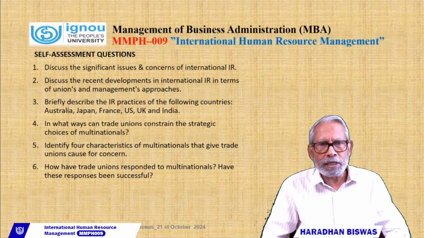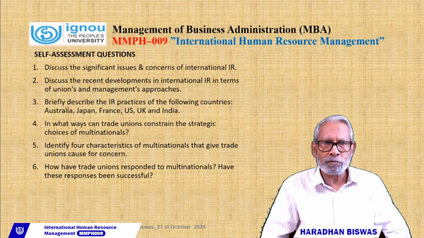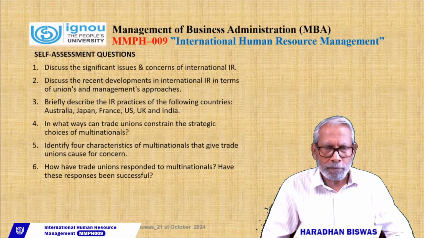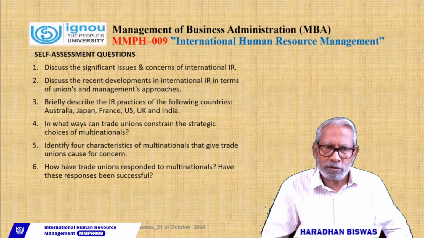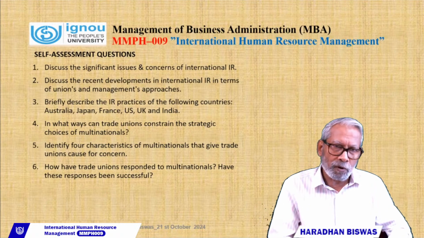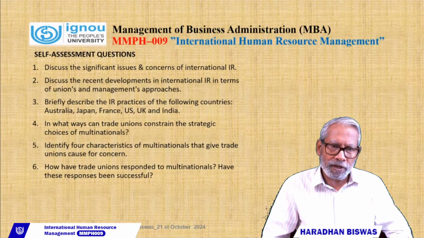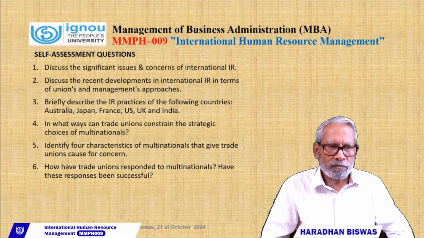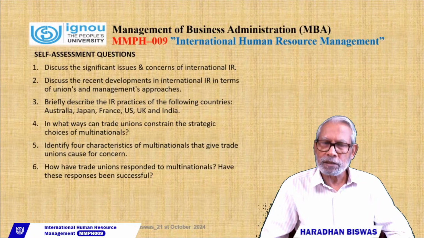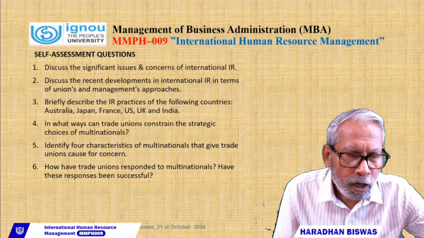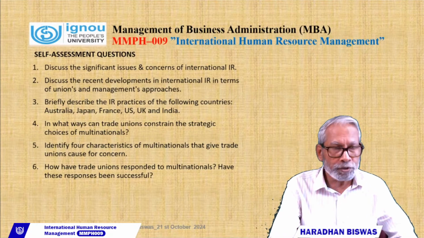In what way can trade unions constrain the strategic choices of multinational companies? Suppose for a multinational company, they have a lot of options in their strategic choices, and in what way do the trade unions constrain them? So you have to explain that from different angles. Identify the four characteristics. Then how have trade unions responded to multinationals, and has this response been successful? So this is part of your unit number 12.